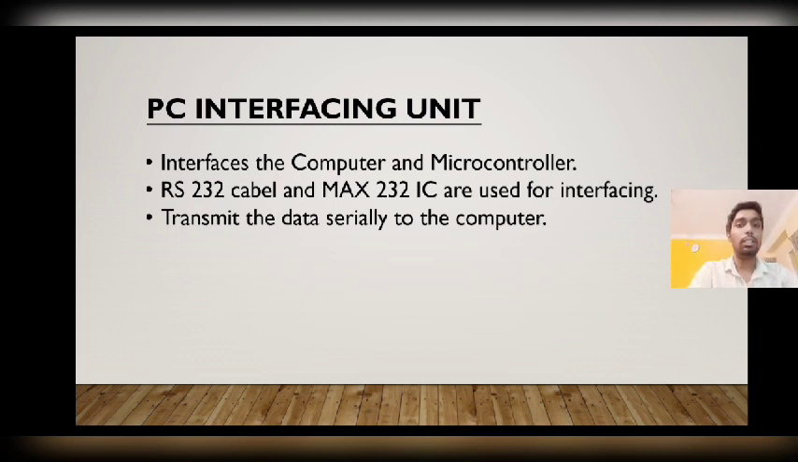PC interfacing unit: it is the connection within the robot, inside the robot. The interface is a shared boundary across which two or more separate components of a computer system exchange information. The connection is done using an RS-232 cable or MAX232 IC or cable, and most probably these cables are used to transmit the data serially to the computer. There are many interfaces for certain assigned tasks. The MAX232 IC is used.